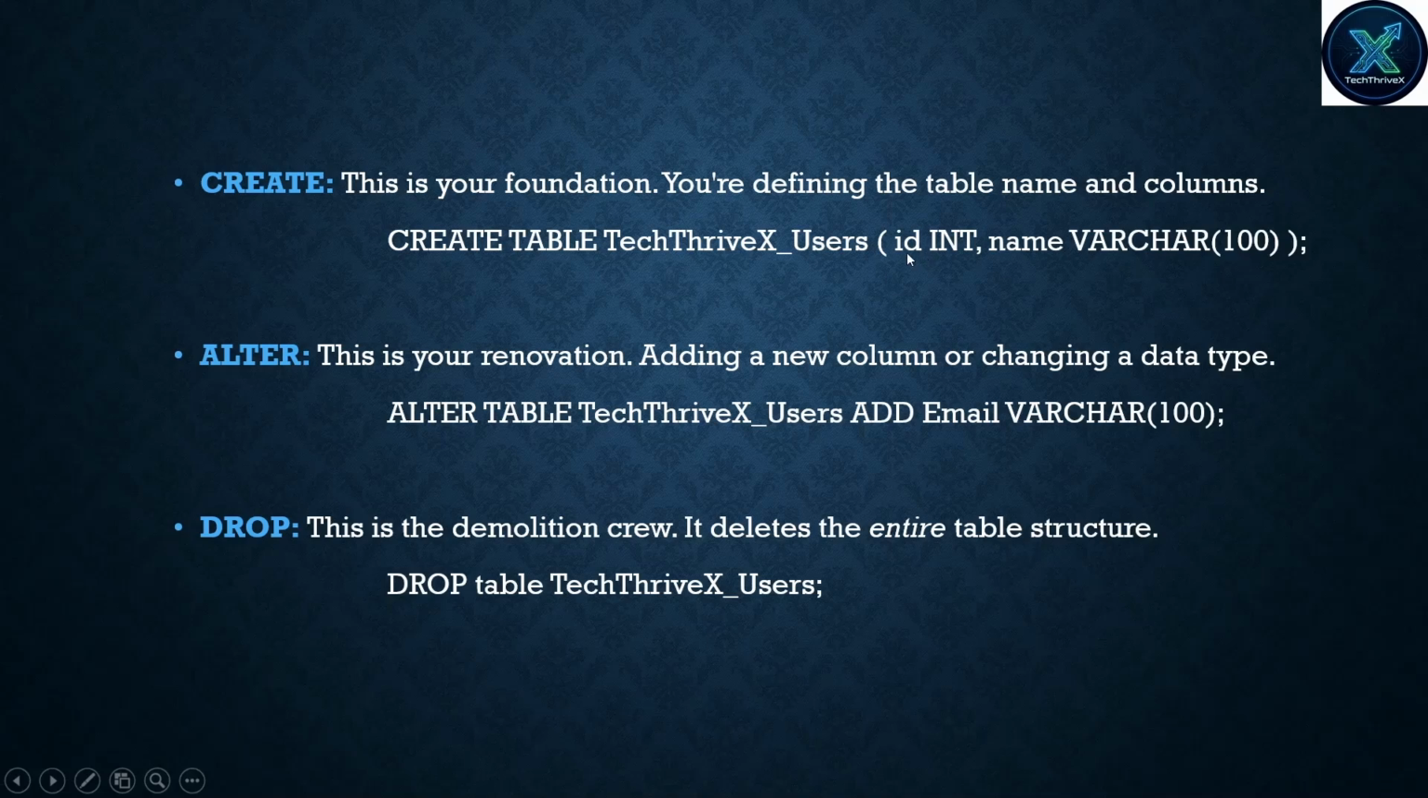And this is one of the columns, ID, and this is the rule. Only integer data type can get into this ID column. And this is name. This is another column and varchar is the rule and 100 is the size of it. So only varchar data can be inserted into this particular column.